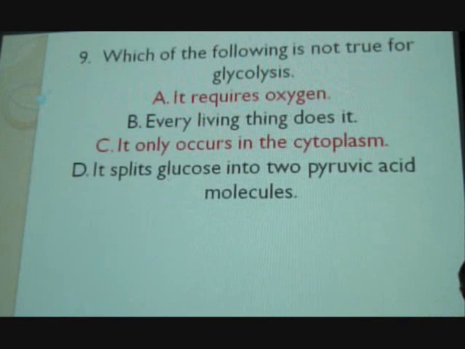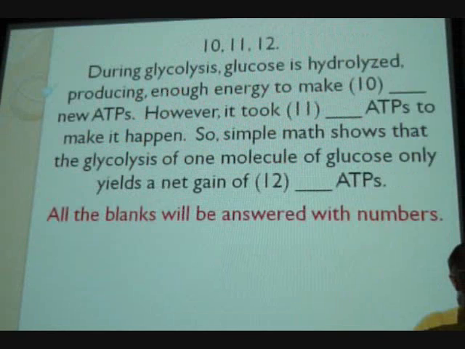All right. Three of those are flat out right, and one of them is wrong. It's not stupid, it's wrong. It doesn't use oxygen. That's the beauty of glycolysis. You don't use oxygen until you go into the mitochondria, and this happens in the cytoplasm where you don't need oxygen. So A is not right. Let me look at that one too.